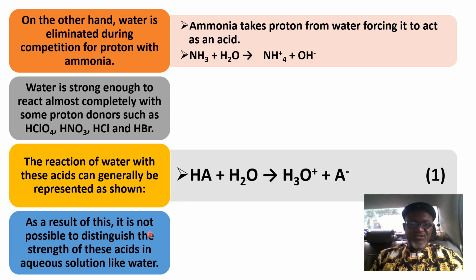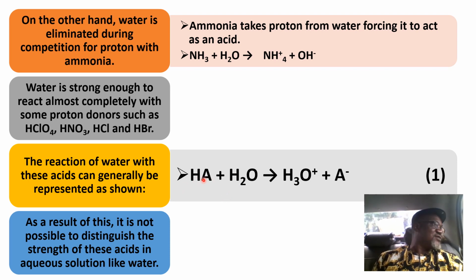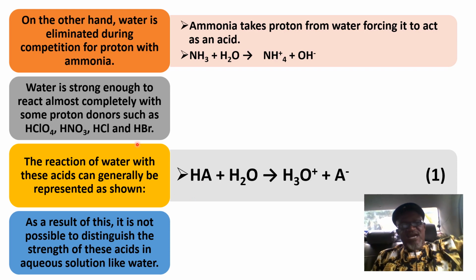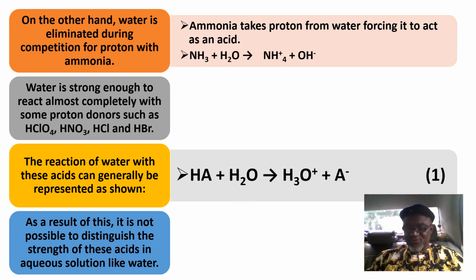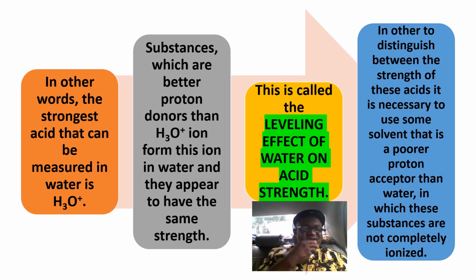As a result of this, it is not possible to distinguish the strength of these acids in aqueous solution like water. Can you imagine? So when in aqueous solution, water will always take this hydrogen from them. So it becomes easy for you now to say how strong all these acids are in the presence of water. In other words, the strongest acid can be measured.